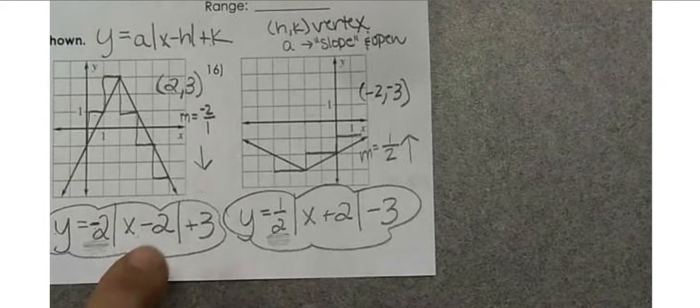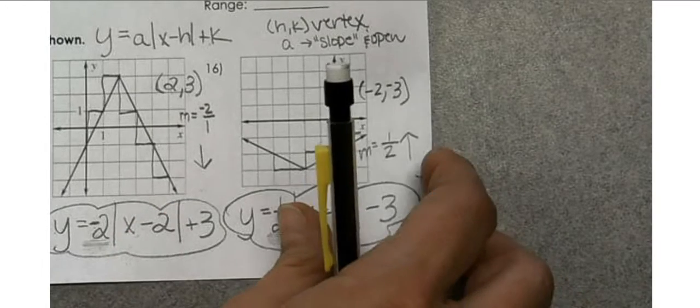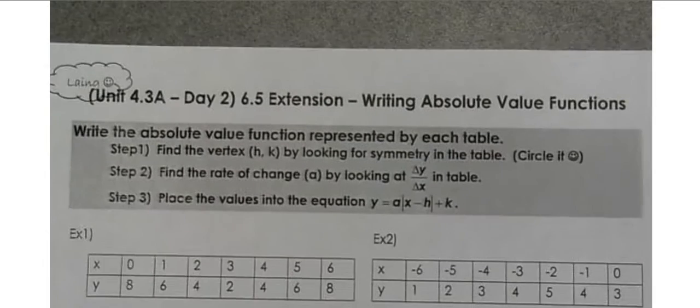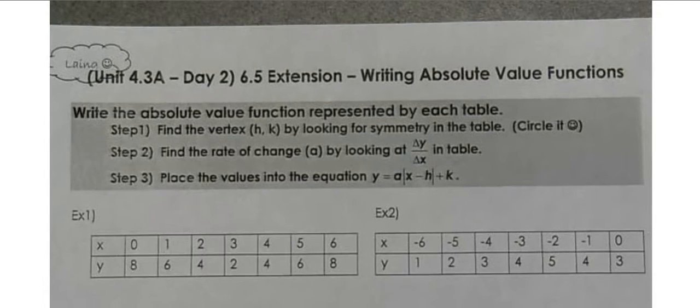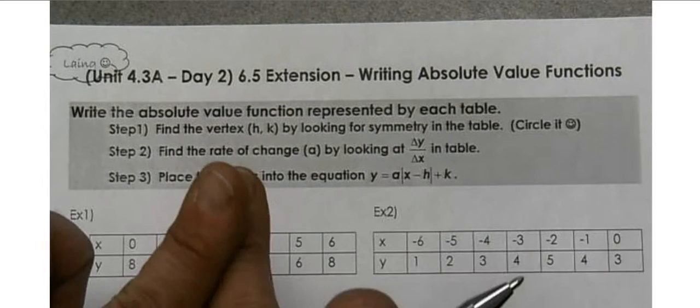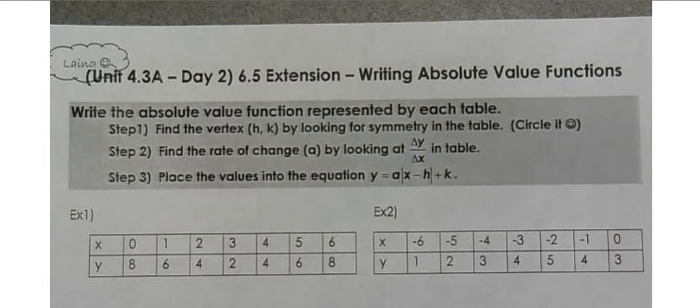So now that we've written the equation with the graphs, let's write equations from tables. I have some steps for you on the front. The first thing we're going to do is look for the vertex in the table. We're going to do that by looking for symmetry in the table. Symmetry is when it's the same on both sides, okay? It's not always going to be the middle of your table, but symmetry means that things look the same as you go on the other sides. We talked about that in the family of functions.